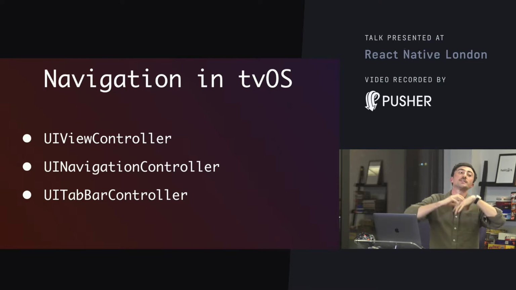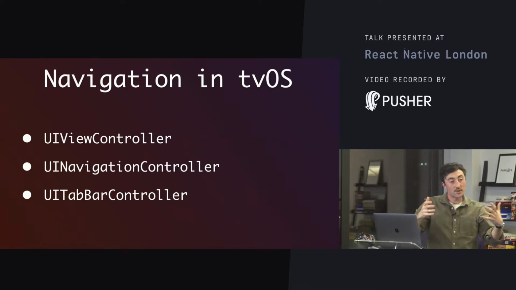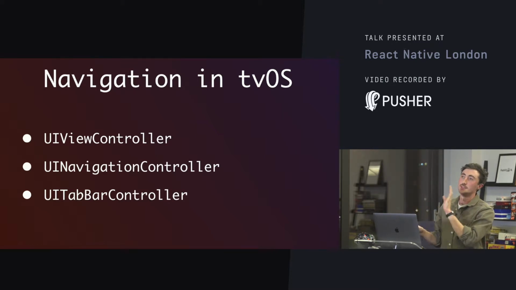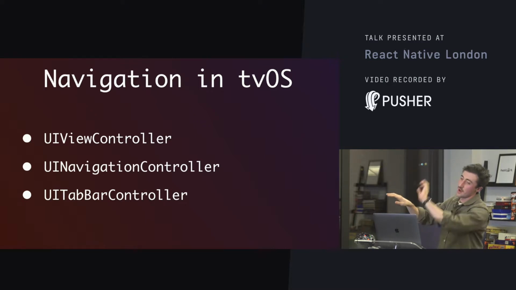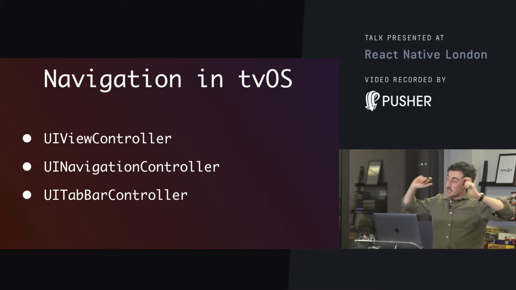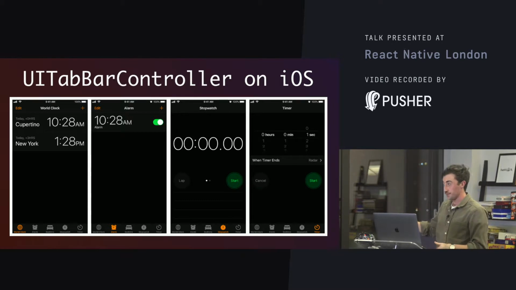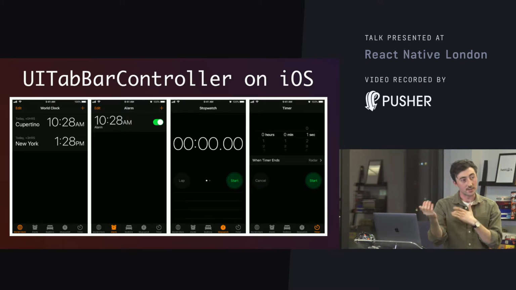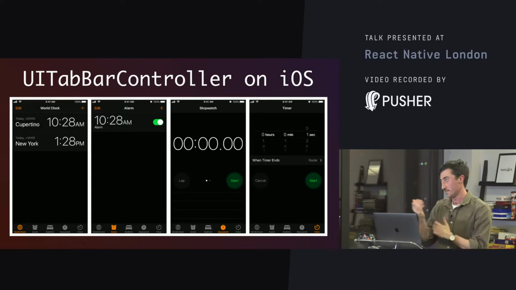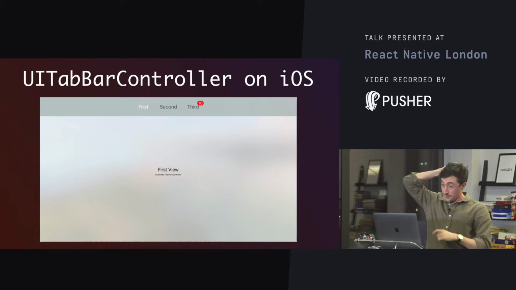And view controllers can contain other view controllers. A classic example is a UINavigationController, which is that stack you normally get in an iOS app where you tap on a detail thing and it slides over and you have the back button in the top left. But what we're going to talk about today is UITabBarController, which is the one that has all the tabs on the bottom. You tap on one and it switches out the content for that tab. So this is what it looks like on iOS, and this is what it looks like on tvOS.